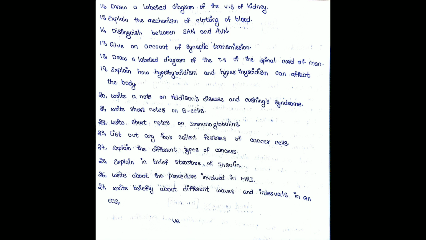Explain how hypothyroidism and hyperthyroidism can affect the body. Write a note on Addison's disease and Cushing syndrome. Write short notes on B cells. Write short notes on immunoglobulins. List out any 4 salient features of cancer cells. Explain the different types of cancer cells.